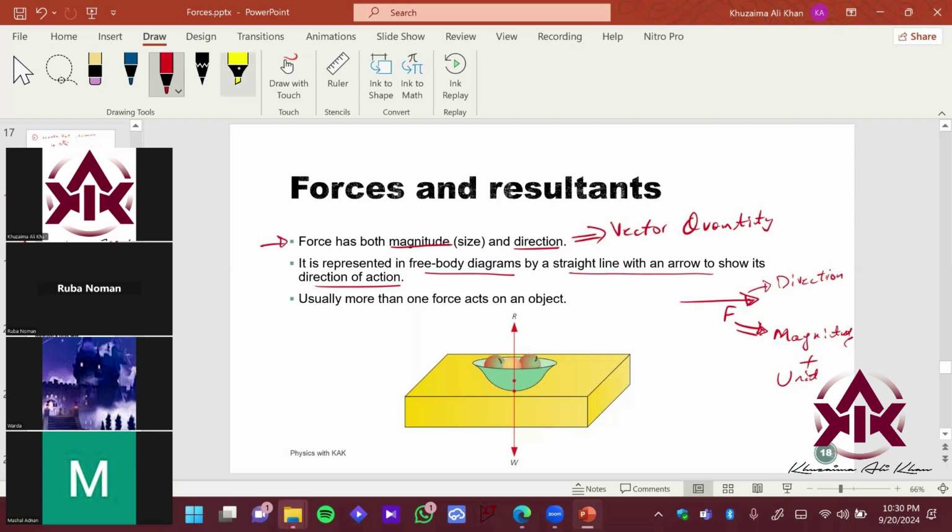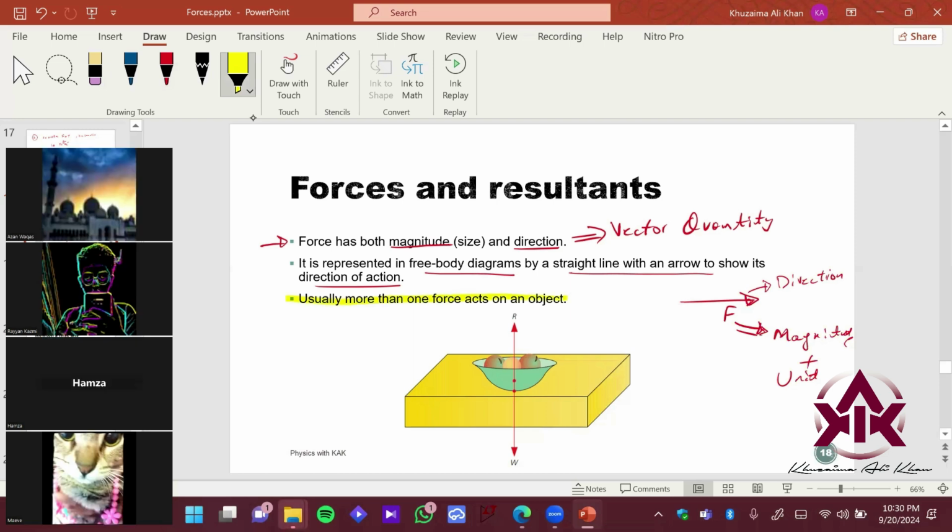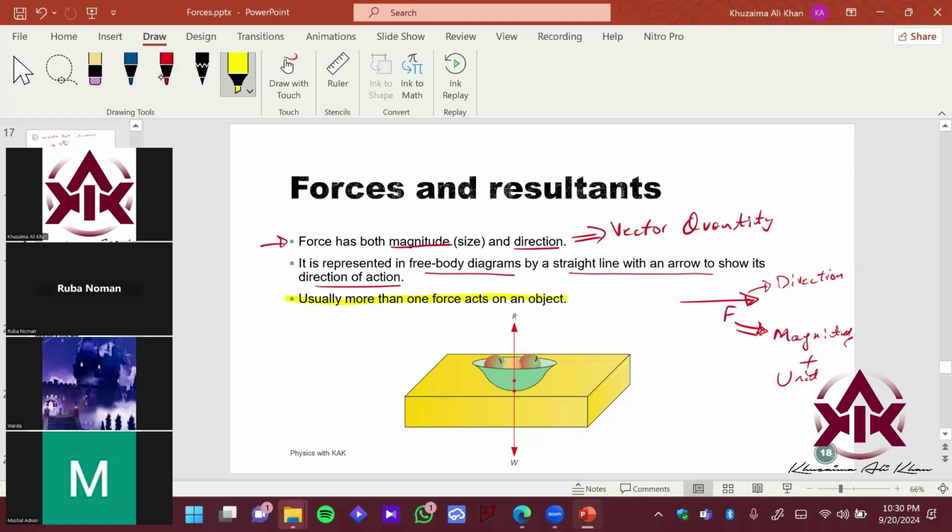So this is an interesting statement over here. Usually more than one force acts on an object. Imagine you're sitting on a chair or a sofa or a bed, anywhere you're sitting. So imagine a ball on a table over here. It is not moving. It is stationary. You assume that this is the center of this particular object. For simplicity, we take the center of mass. We have discussed in the last chapter what center of mass is.